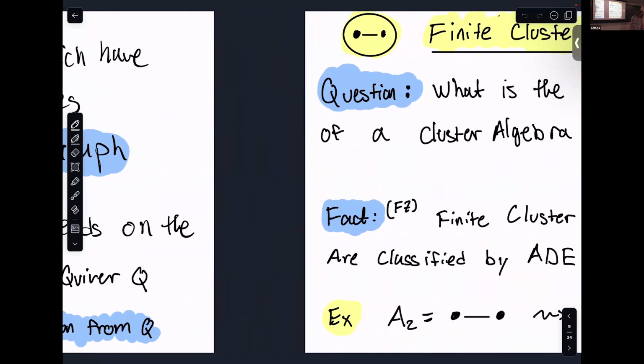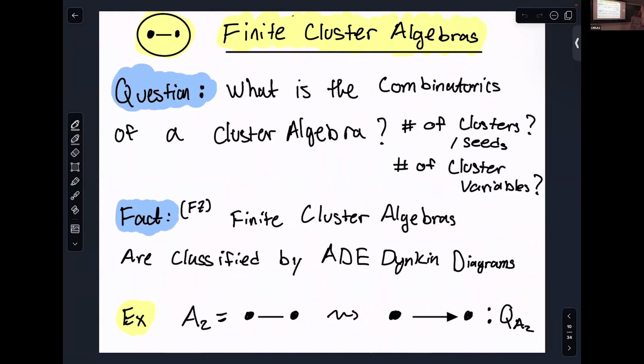So now I'm going to move on to finite cluster algebras. Any questions about my cluster algebras review? Okay.